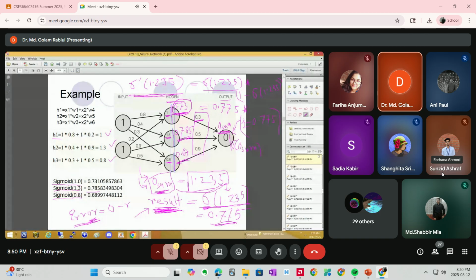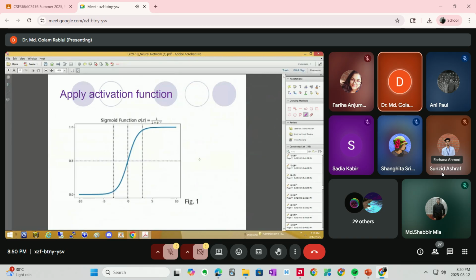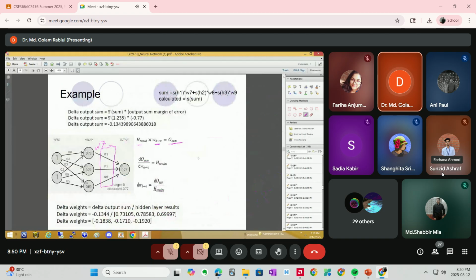So these are the hidden layer results. Actually, we got the hidden layer results also from the sigmoid function: sigmoid of H1, sigmoid of H2, and sigmoid of H3. And then we multiplied those results with the hidden to output layer weights. Okay, so that's the equation we have used so far. That's why it is written hidden layer results times weight of hidden to output layer. Then we will get the output sum. So this equation we have already utilized to find out the output sum.